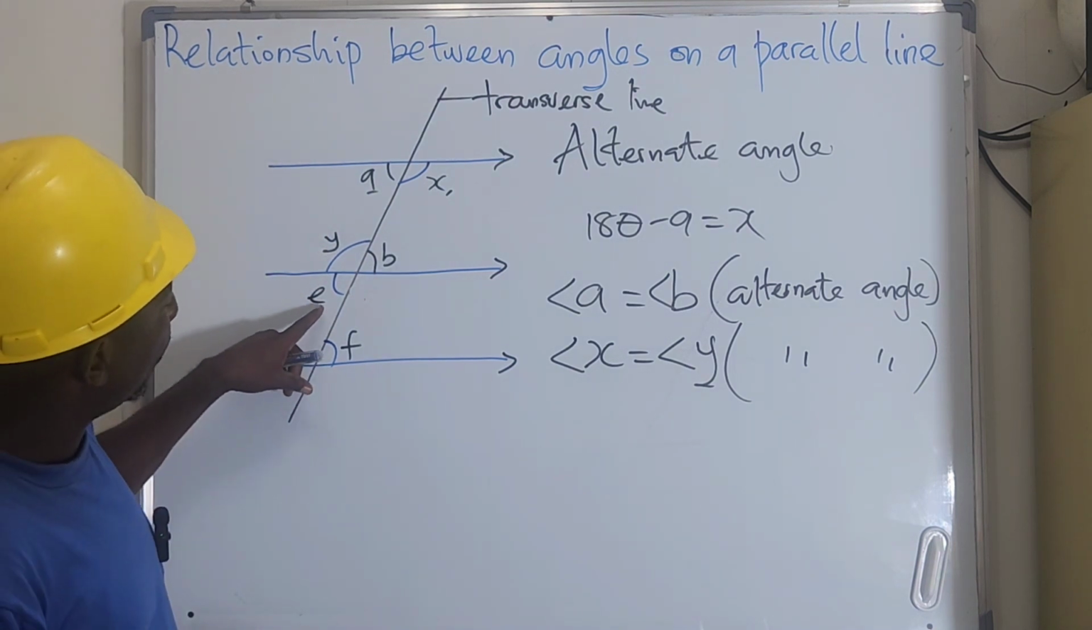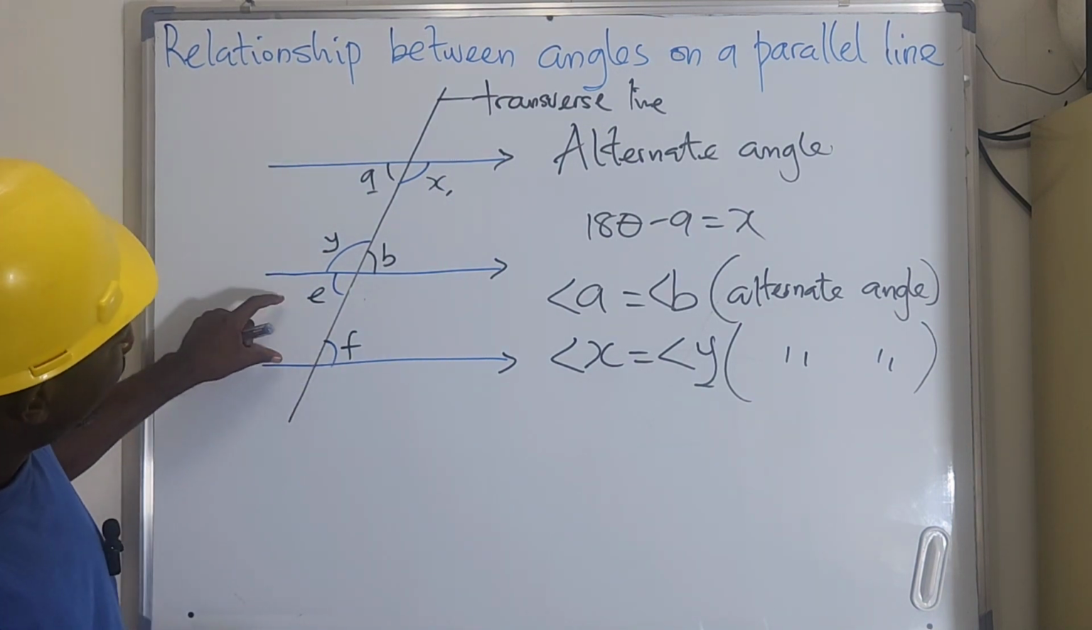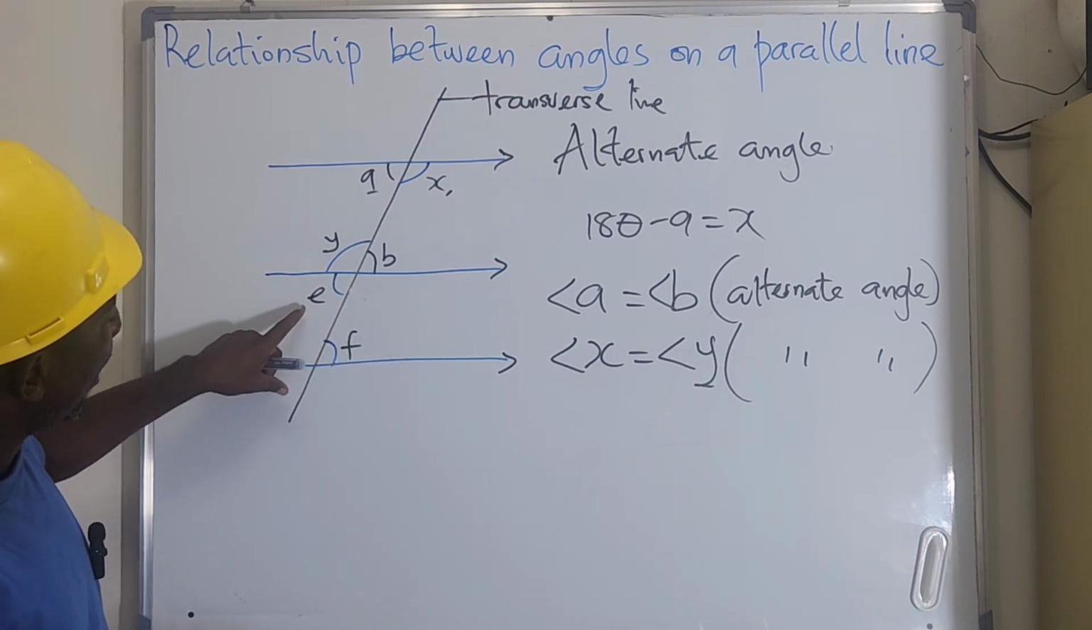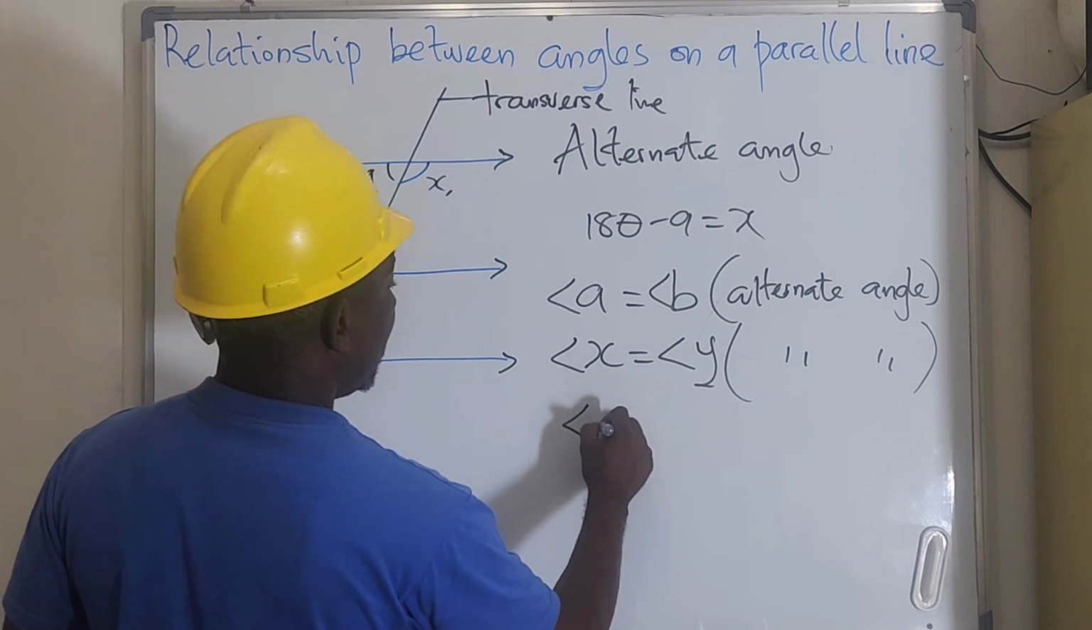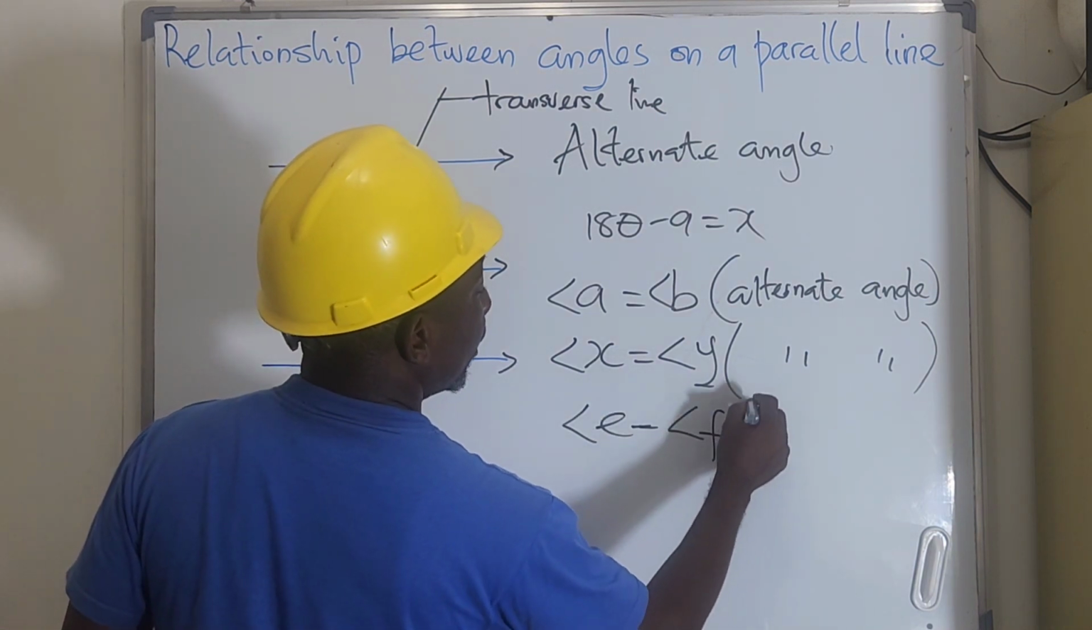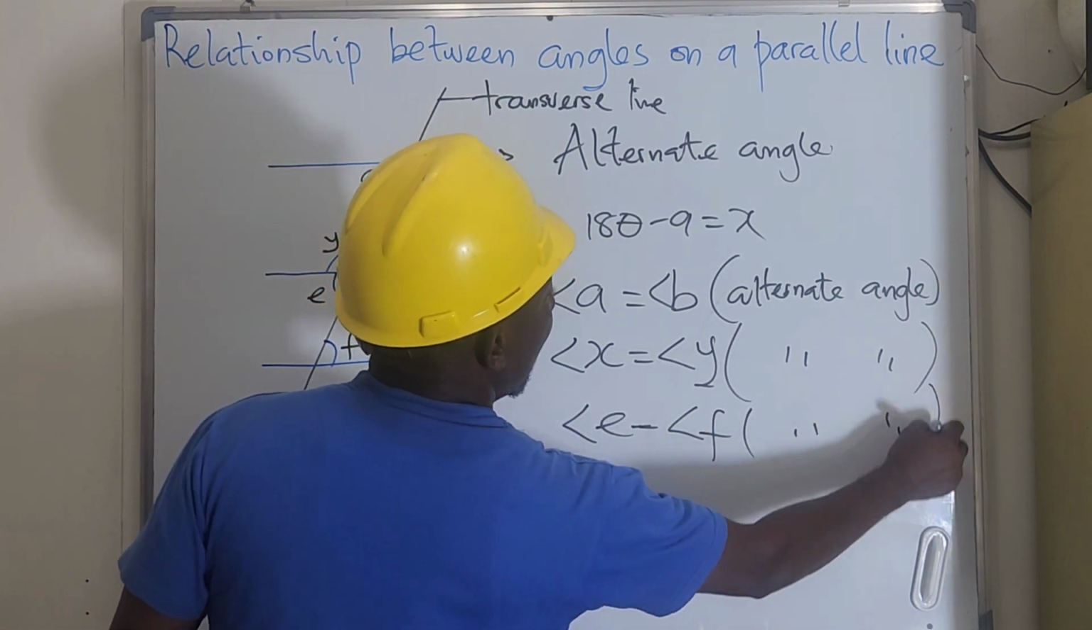We also have another one, E and F. By the first two parallel lines here, we have angle E equals angle F. For the same reason, angle E equals angle F. The reason is alternate angles are equal.